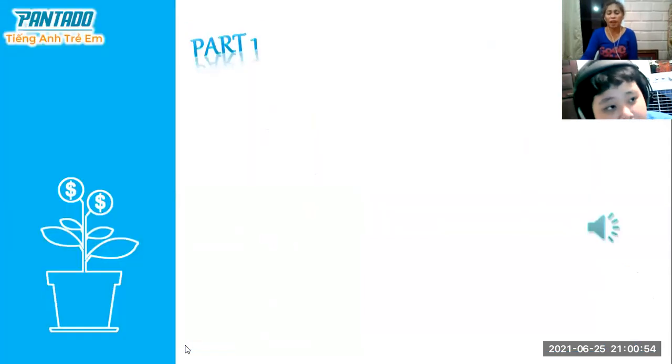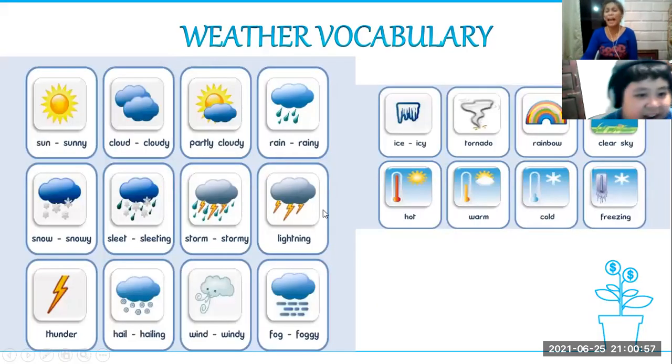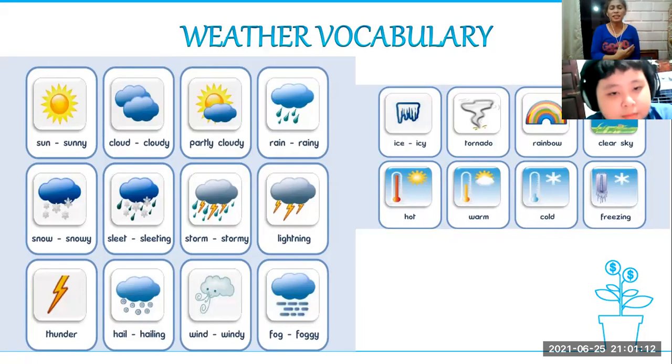So now, before we go there, let us have this weather vocabulary. In the weather vocabulary, of course, we have lots. We're going to talk about weather. It's sunny, cloudy, rainy, lightning. All of this, Ben, are symbols with the weather. So we have sleet, storm, lightning, thunder, hail, wind, fog. All of this are part of what we call weather.